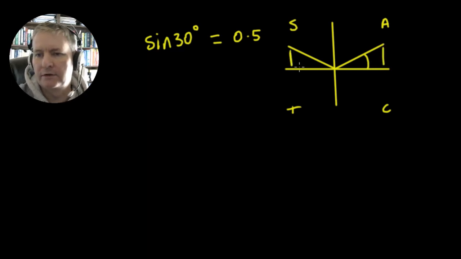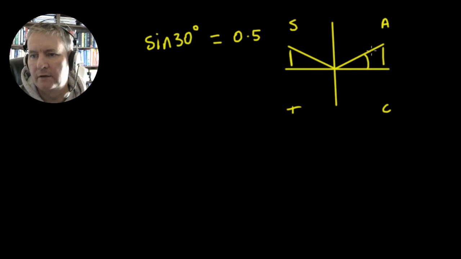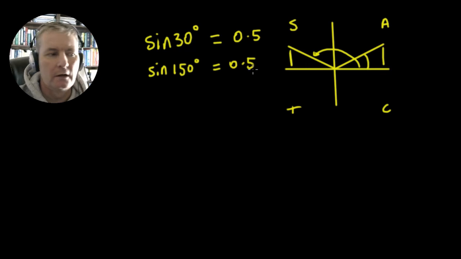And remember that sine is given by the y divided by r. So the y is the same in both cases, so you'd expect to get the same answer. So this angle here then is going to be the 180 minus the 30 degrees, that'll be 150 degrees. So if I put in the sine of 150 degrees, you'll get a value of 0.5. Don't take my word for it, go in and put it in your calculator and see that you get that value.